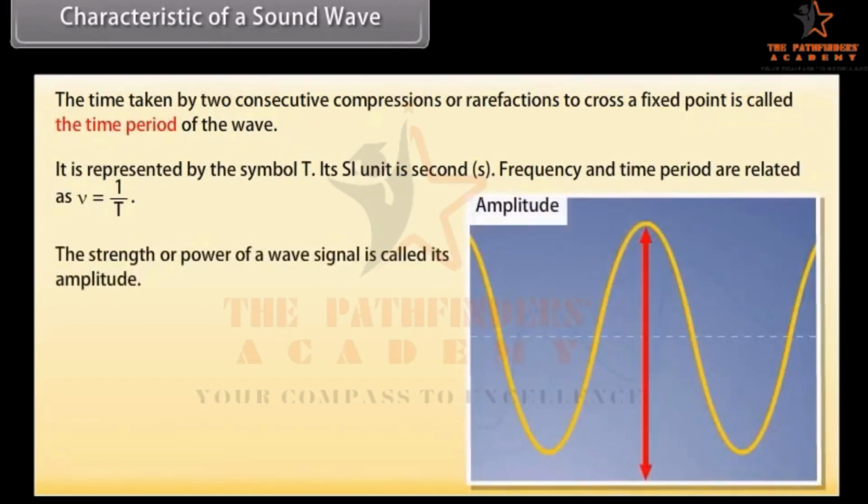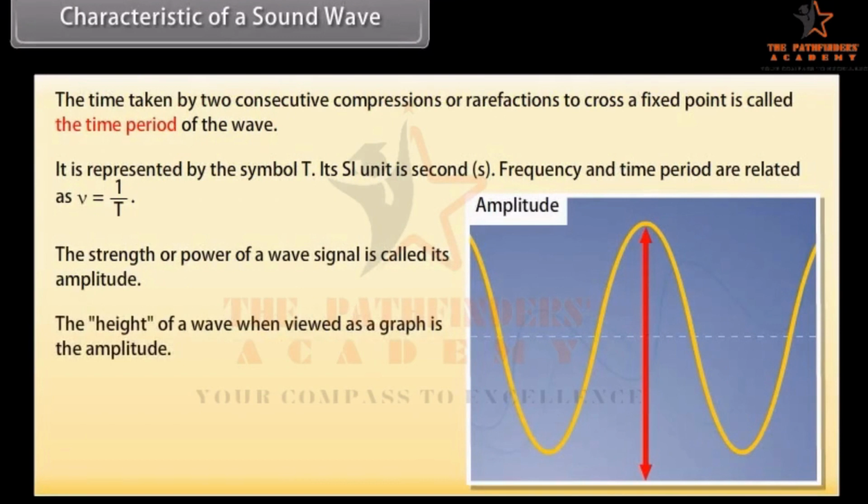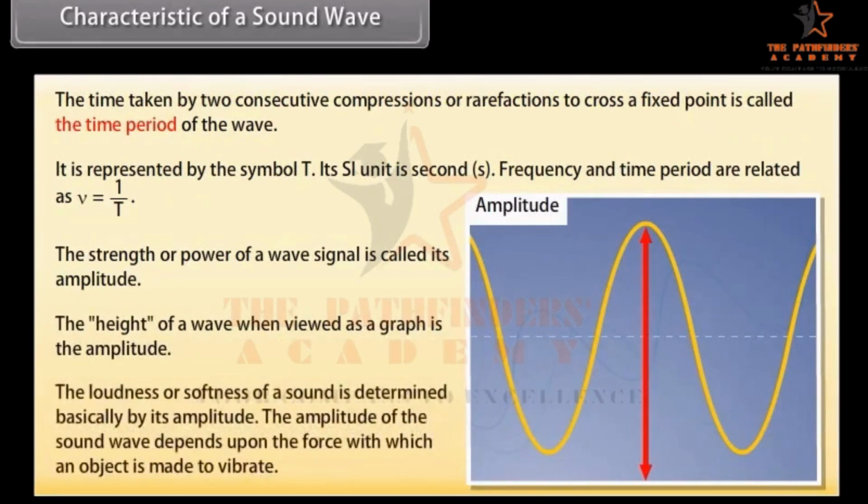The strength or power of a wave signal is called its amplitude, or the height of the wave when viewed as a graph. The loudness or softness of a sound is determined basically by its amplitude. The amplitude of the sound wave depends upon the force with which an object is made to vibrate.